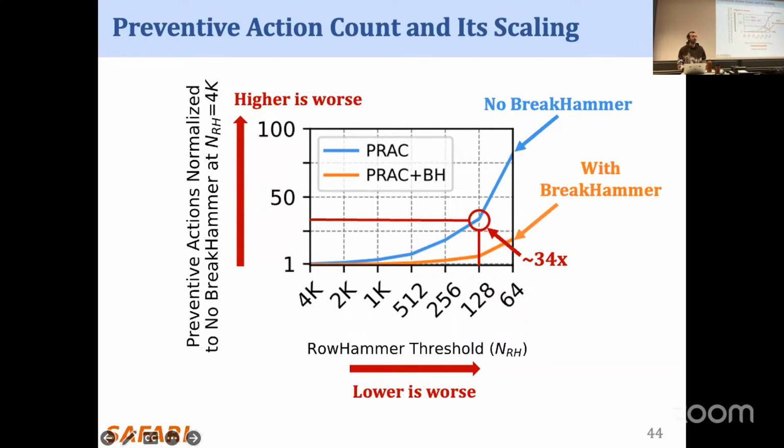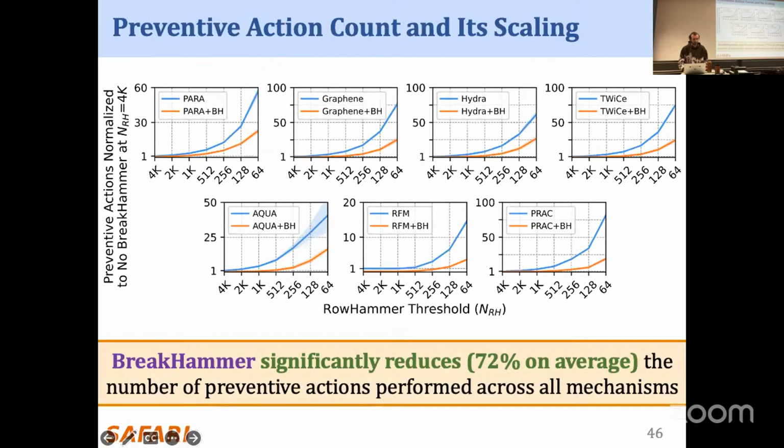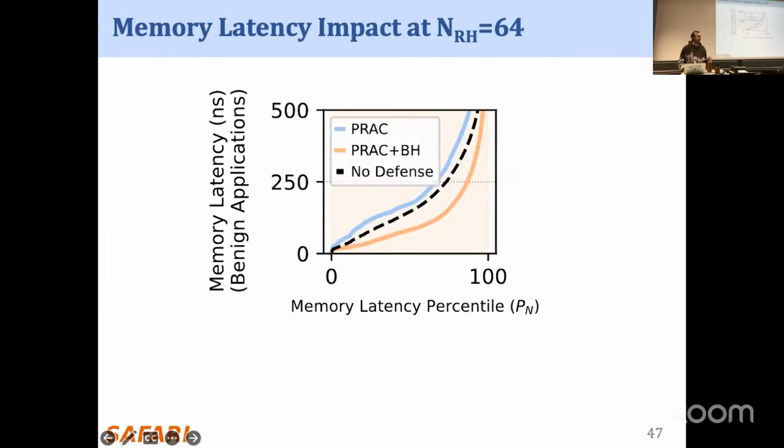As an example to read this figure, this point on the blue line means that as the RowHammer threshold decreases from 4K to 128, PRAC performs 34 times more backoffs. And when we combine PRAC with BreakHammer at this threshold, we see an 80% reduction in the number of backoffs performed. When we look at all of our results, we see that BreakHammer significantly reduces the number of preventive actions performed across all mitigation mechanisms.